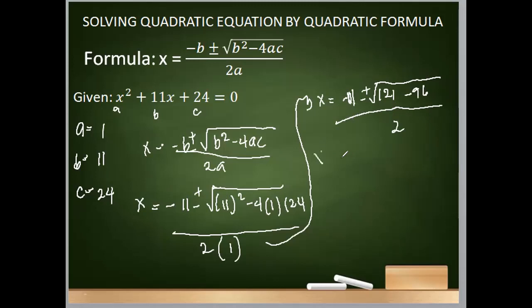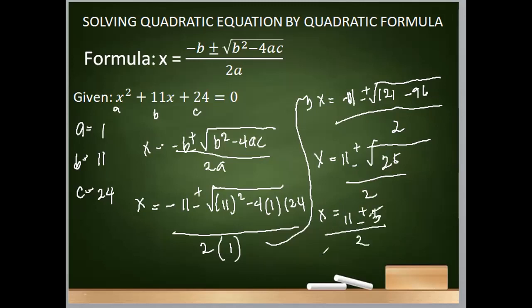X is equal to negative 11, positive and negative square root of 121 minus 96. What will be the answer? 121 minus 96 is 25, all over 2. Okay, simplify again. We have x is equal to negative 11, positive and negative the square root of 25, which is 5, all over 2.